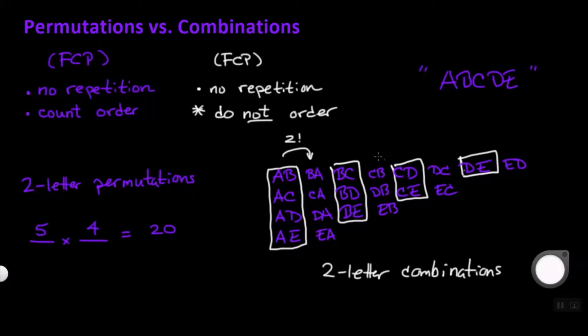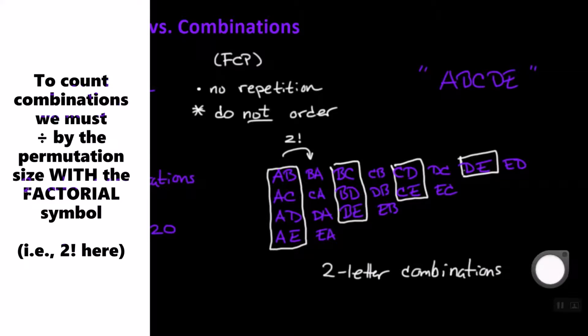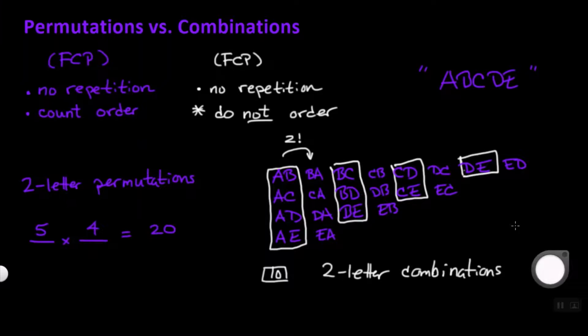So we're actually dividing by 2 factorial, which might not be immediately obvious, but to generalize this process, you have to divide by the size of the permutation that you actually set up to get the correct number of, in this case, the same size two-letter combinations. So there's actually 10 of these. That's what we're looking for, and they're listed there. Now let's look to see how we can do this with our permutation formula and make an adjustment to that to get our combination formula.